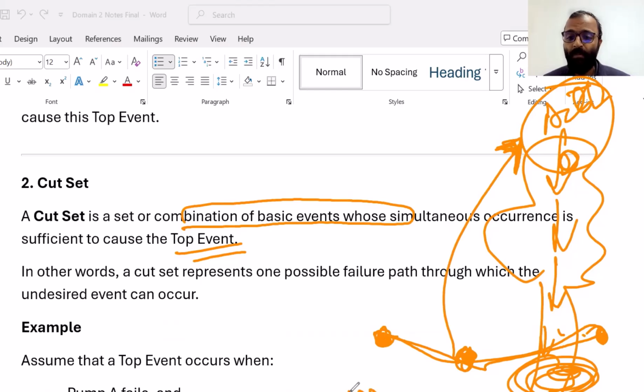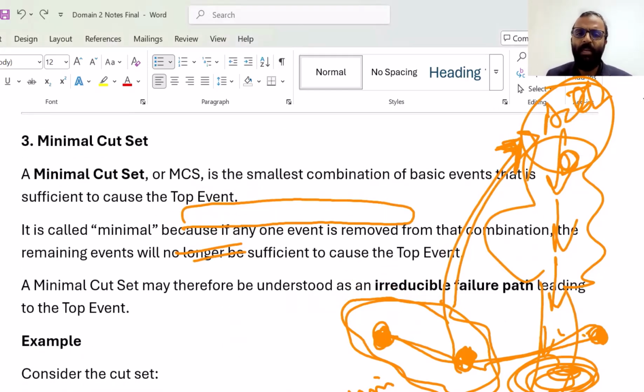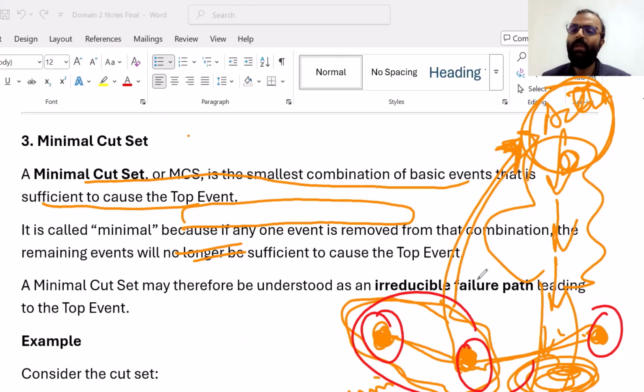Now what is the minimal cut set? Minimal cut set means it is not necessary for all three to come. If only two occur and the accident still occurs, then that is known as the minimal cut set: the minimum that is required. Minimal cut set is the smallest combination of basic events that is sufficient to cause the top event. For getting this top event, all three things are not required. If any two occur, you will get the accident. That is the minimal cut set.